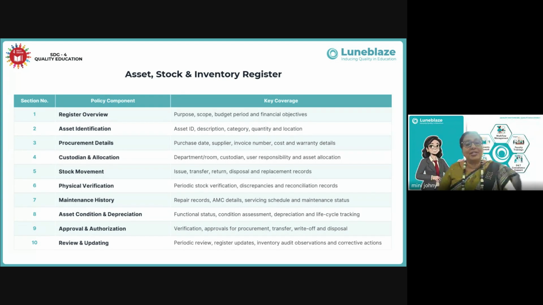Assess asset condition and depreciation. Our auditor will tell us, or in our auditing statement, you can see depreciation and condition of the asset, the functional status and life cycle tracking. There are so many things, but we have to cover approval and authorization. Who will verify this? Who gives approval for procurement, transfer, write-off and disposal? Review and updating: periodic review, register update, inventory audit observations and corrective actions.